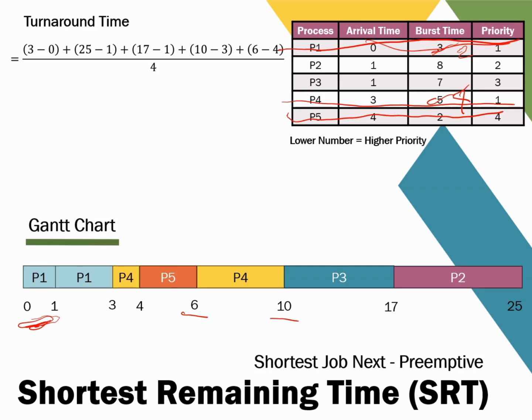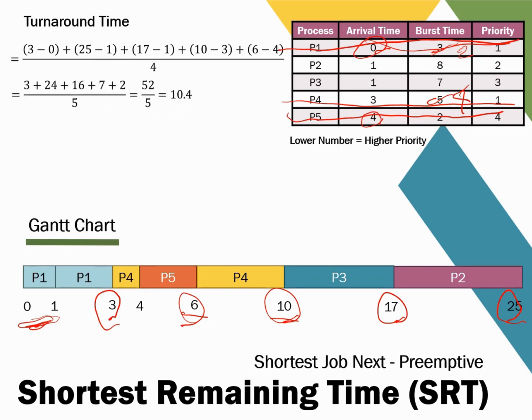Okay, so for P1, the completion time is 3 and arrival time is 0, 3 minus 0. For P2, completion time is 25 and arrival time is 1, so 25 minus 1. For P3, completion time is 17 and arrival time is 1, so 17 minus 1. For P4, completion time is 10 and arrival time is 0, so 10 minus 0. And for P5, the completion time is 6, arrival time is 4, 6 minus 4.